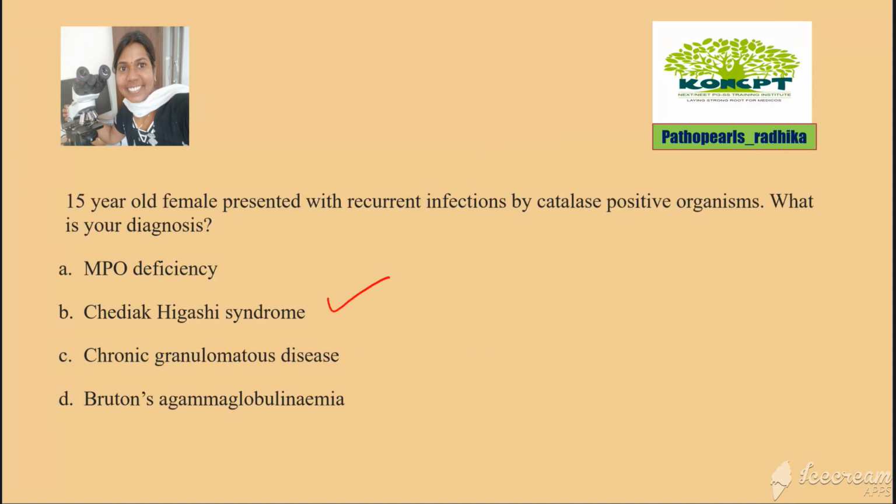Now the question is infection by catalase positive organisms. So your answer is chronic granulomatous disease. In MPO deficiency you can get infection by both.